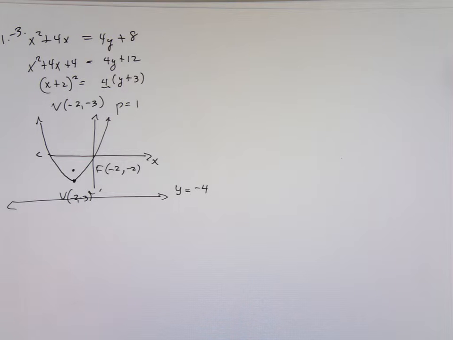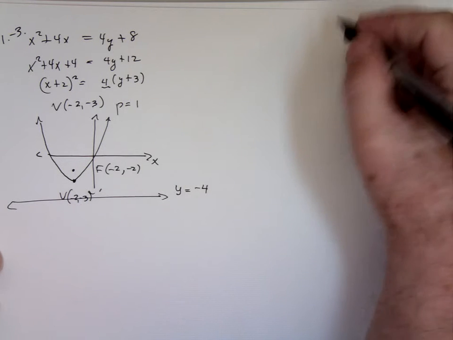Orientation is up. Vertex, -2, -3. Focus, -2, -2. Okay? Date. Need the date. Error bars just like.